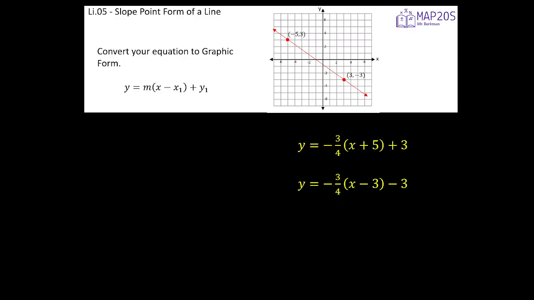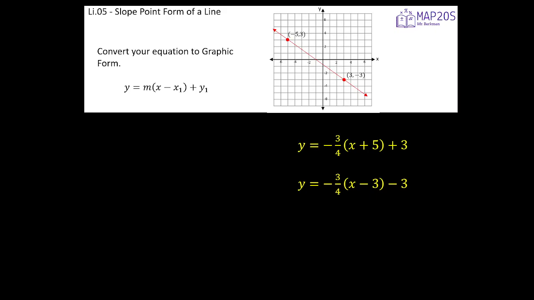All right, now, next step, can we convert it into graphic form? It doesn't matter which one you chose. Give it a shot. Try to convert it into graphic form. Multiply the fraction through the brackets, and then add the constant onto it. I'll give you a minute, and then come unpause and try to figure out if you got it correct.